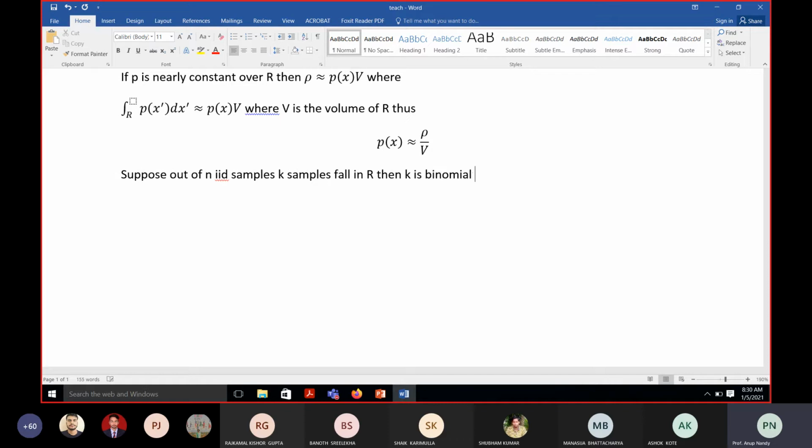Then k is binomial, as I have already shown in the formula. It is binomial because you can approximate these functions from your data points, so we are assuming it for simplicity. So k is binomial with parameters n and rho, or simply p.